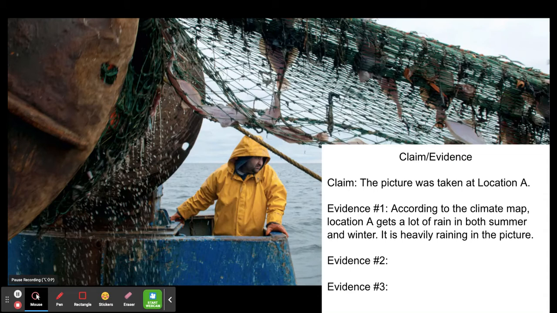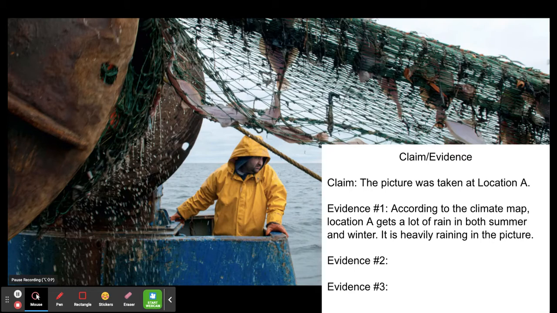So, a few things to note. Number 1, we said which map we were using. So we said according to the climate map, right? We talked about the climate that exists in location A, so that it's both rainy in summer or winter. So it really wouldn't matter which season this is because it's obviously raining. And in a tundra climate, there's very little rain.